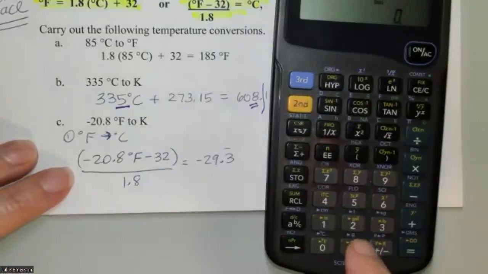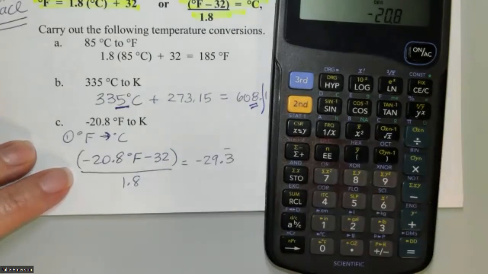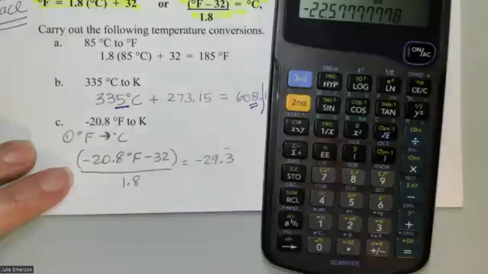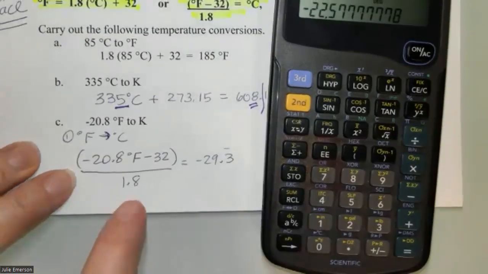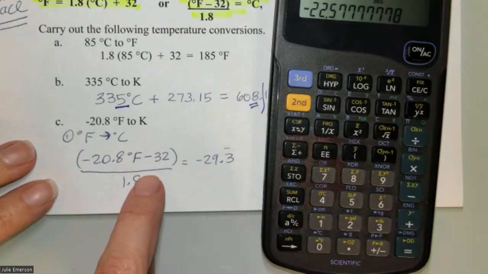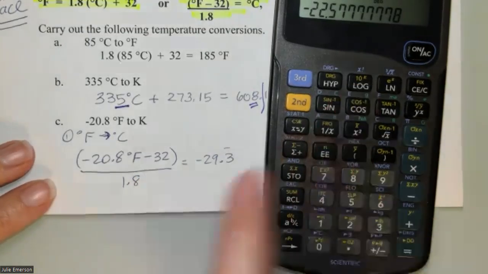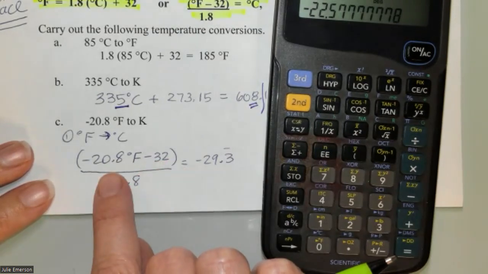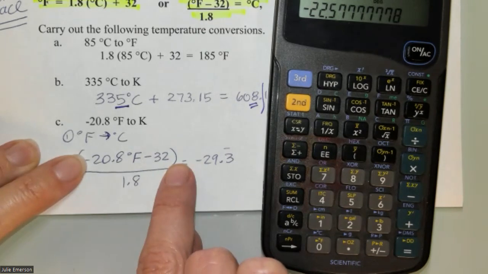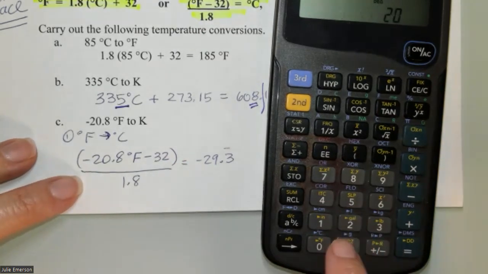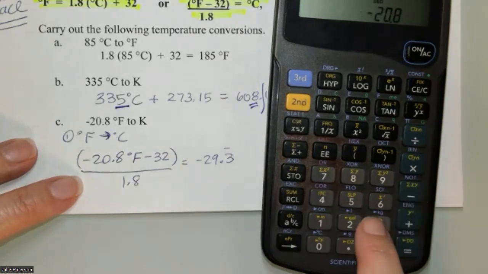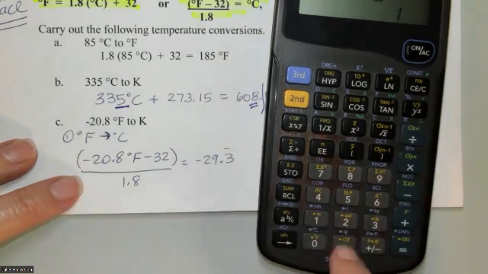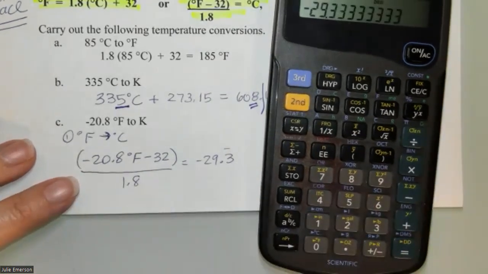If I'm not careful and I type negative 20.8 minus 32 divided by 1.8, I get a different number. The calculator follows the order of operations. So when I entered it that way, it divided 32 and 1.8 first and then subtracted it. And we don't want that. So you do have to be a little bit careful here. Make sure when you're typing it in, negative 20.8 minus 32, enter, get your answer. Then divide that by 1.8 and that'll get you your Celsius temperature.